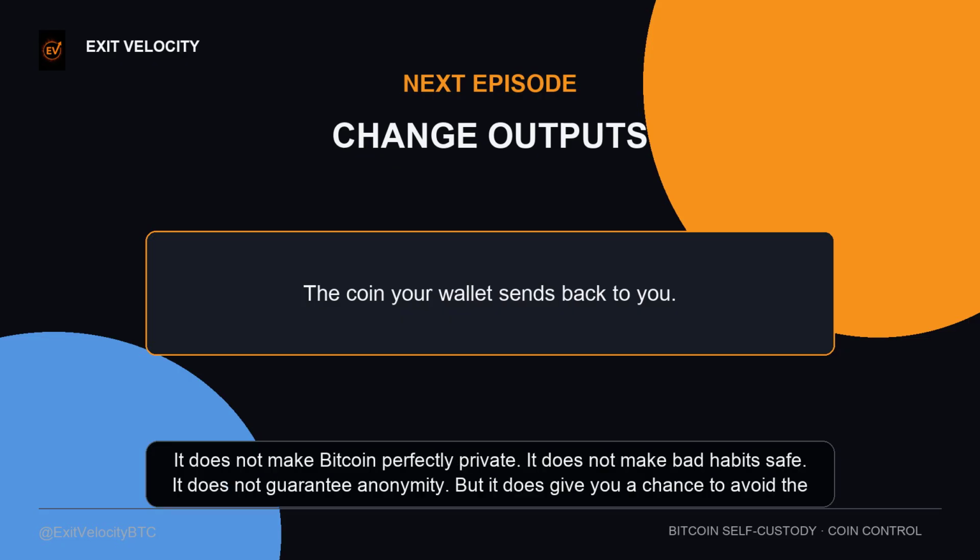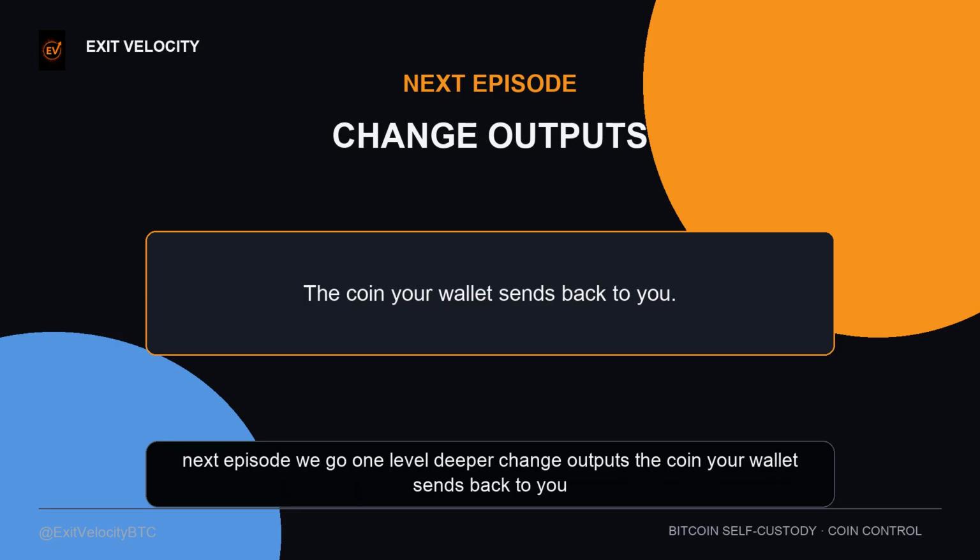The beginner version is simple. You do not need to become a chain analyst. You do not need to obsess over every input. You just need to stop thinking of the wallet balance as one pile. Start thinking in context. Personal savings, business income, exchange withdrawal, public receipt, gift, change. Then when you spend, ask whether the selected coin matches the job. That habit alone is a major upgrade.